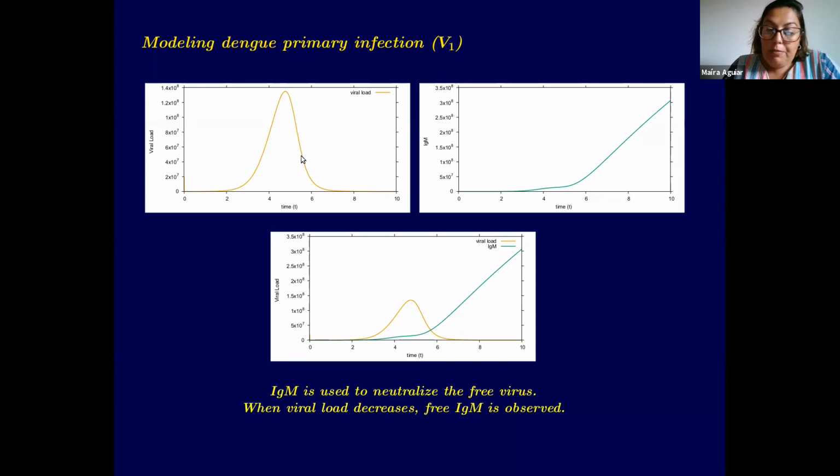So when putting the viral load and the IgM together, we see a peak of the viral load decreasing with the increase of free IgM, which afterwards just remains after the viral load is cleared. So the IgM is used to neutralize the free virus. If you would plot not only free IgM, but also the IgM-virus complex, you would have another curve showing that the IgM is binding to the virus, and that is causing the clearance of the infection.